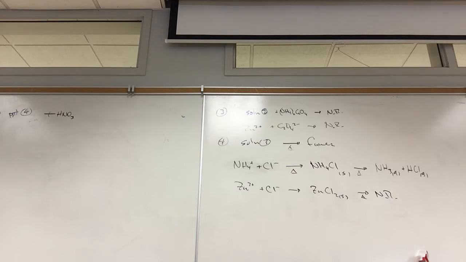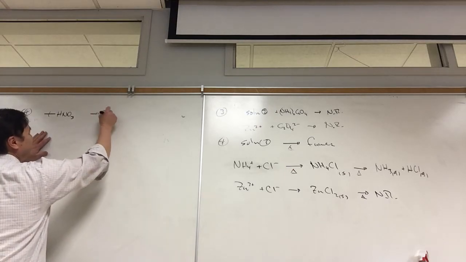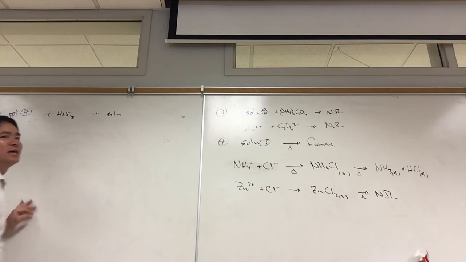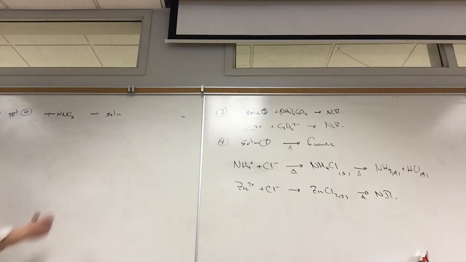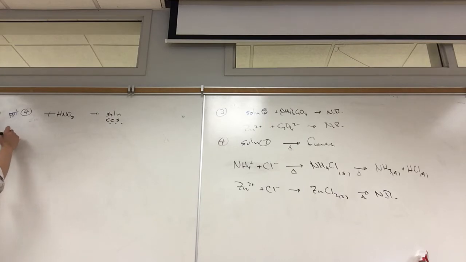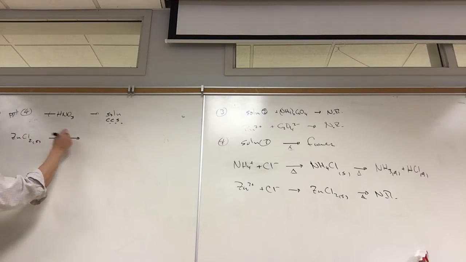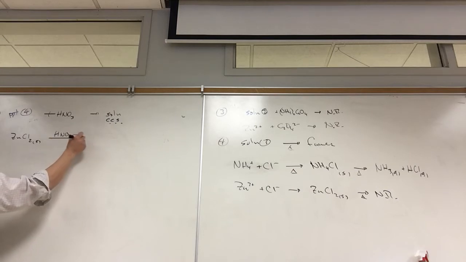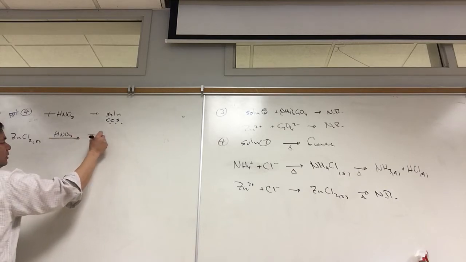So we take the precipitate from 4, add nitric, what should happen? We should get just a solution, right? And so in other words, is the nitric acid really reacting? What's it reacting with?